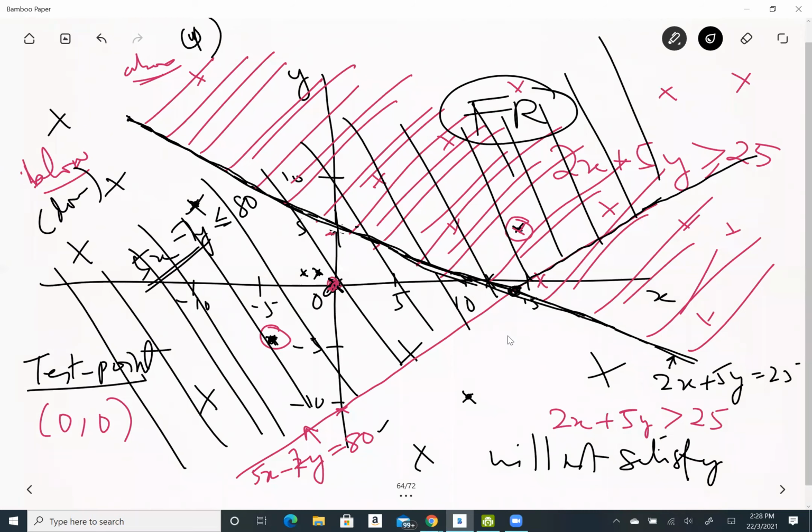Okay, we are done. Now, there are two types of feasible region. If you look at this feasible region, how big is the area here? How big is it?